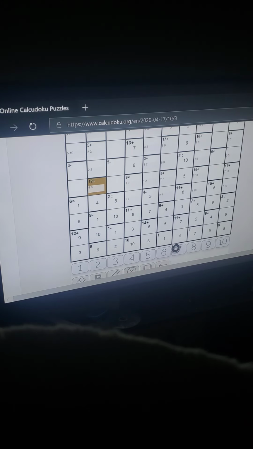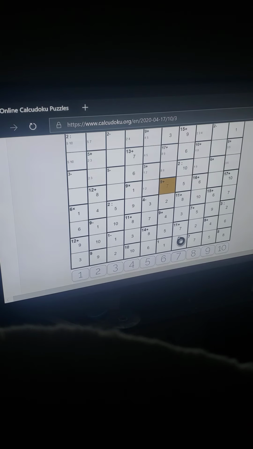4, 8, this will be a 9, this will be a 1, 10, 7, very smooth. Alright, that's over with. So this has to be 2 or 3.